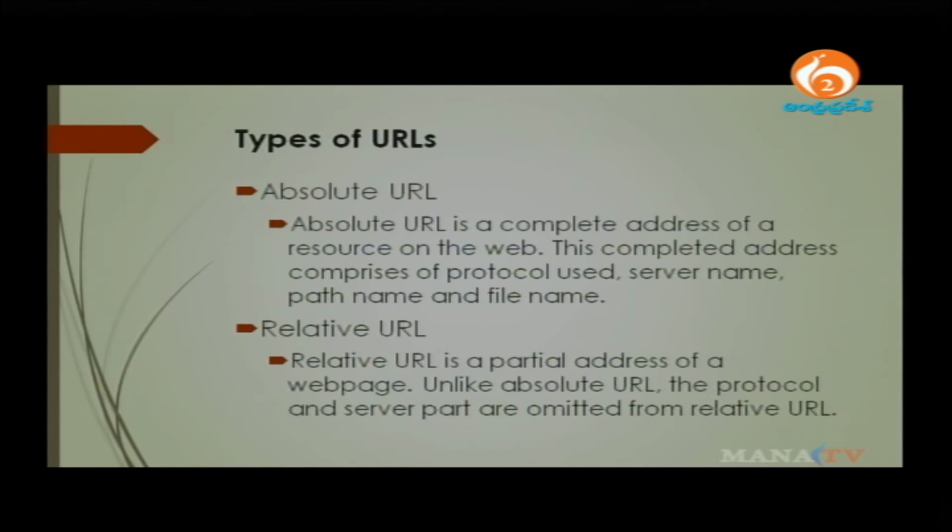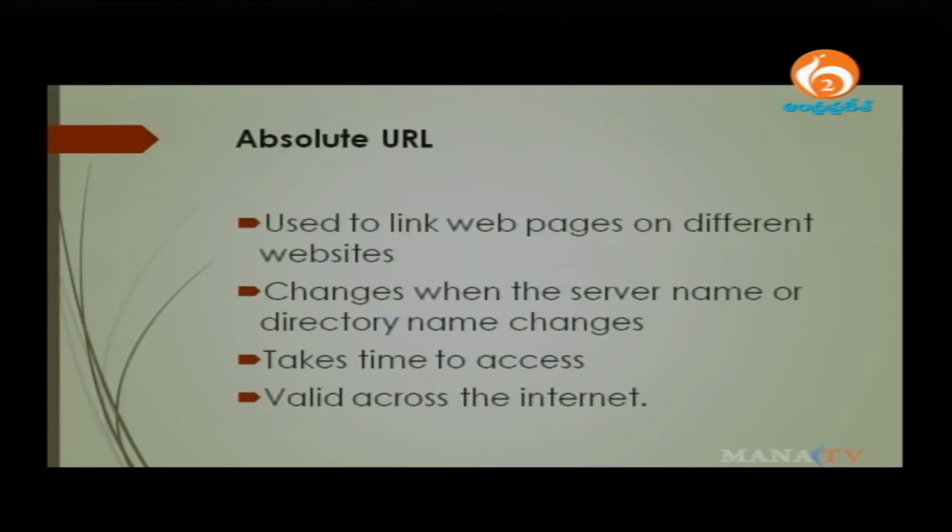There are specific advantages for absolute URL and specific advantages for relative URL. These are basically used when building a website, that is, how you refer to a particular web page while building the website. This actually makes a lot of difference in the efficiency of the website. We will see one by one. Absolute URL is used to link web pages on different websites, and changes when the server name or directory name changes. It takes time to access and is valid across the internet.